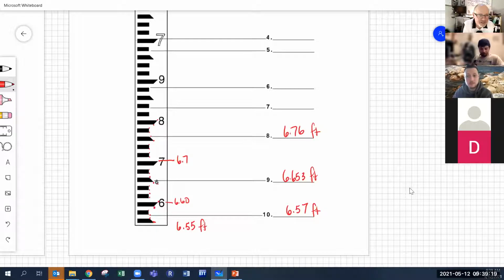6.76, 77, 78, 79, 6.8. Right at this location, 6.8. 6.81, 6.82, 6.83. 6.85, 6.86, 6.87, 6.88, 6.89, 6.9 right here. Do they always start at 6 for these ones?